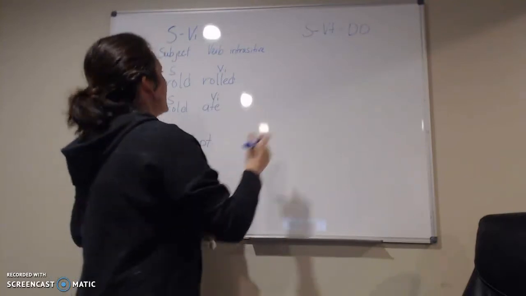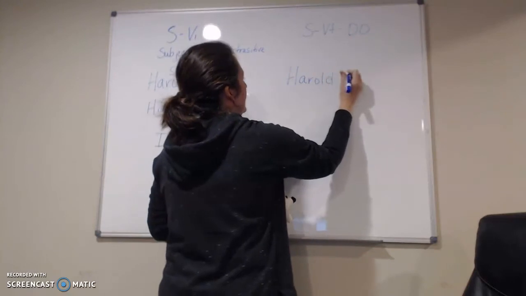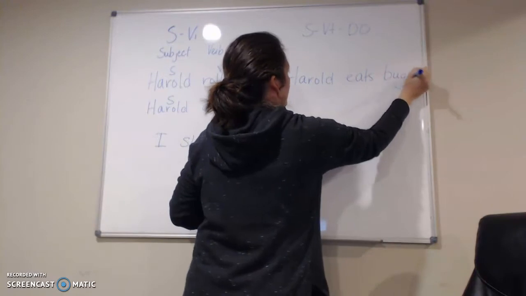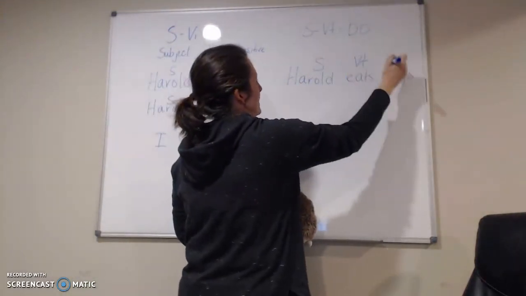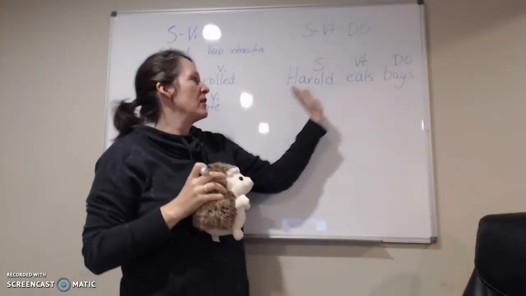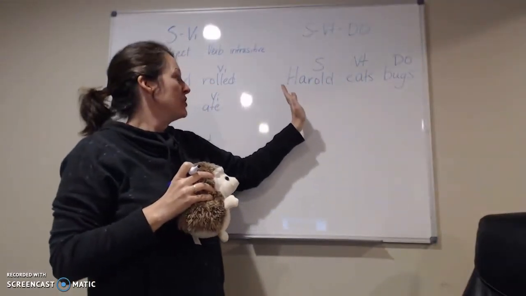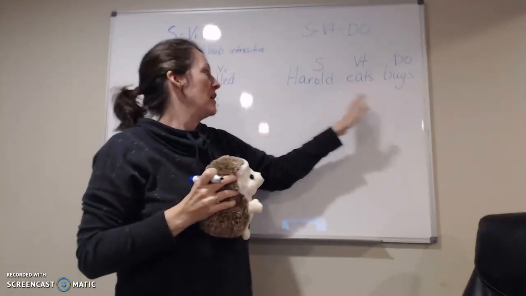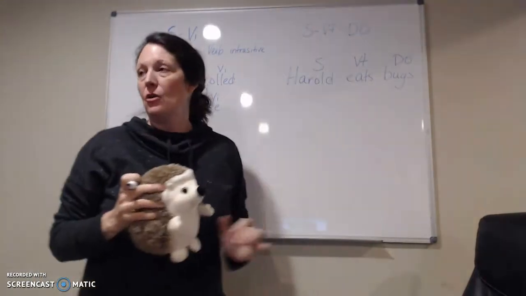Okay, but this time, Harold eats bugs. Now I have a subject and a verb transitive and what's called a direct object. A direct object is a noun that receives the action of the verb. And I would do it like this. I would ask the question, Harold eats what? Bugs. That is the direct object. Harold eats bugs. Leah, can you give me an SVTDO sentence?